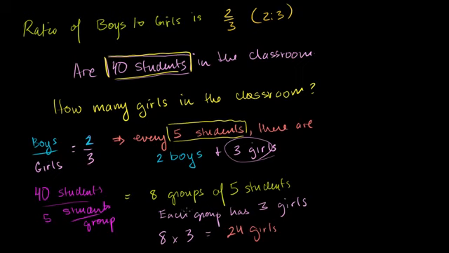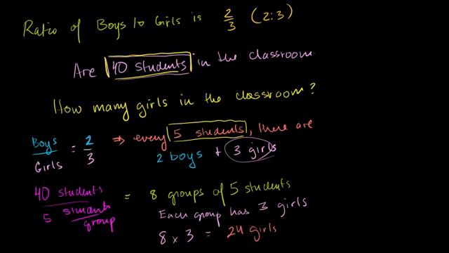And you could do the same exercise with boys. How many boys are there? There's a couple of ways you could do it. You could say, for every group, there are 2 boys. There's 8 groups, so there's 16 boys. Or you could say, there's 40 students, 24 of them are girls, and 40 minus 24 is 16. So either way, you get to 16 boys.